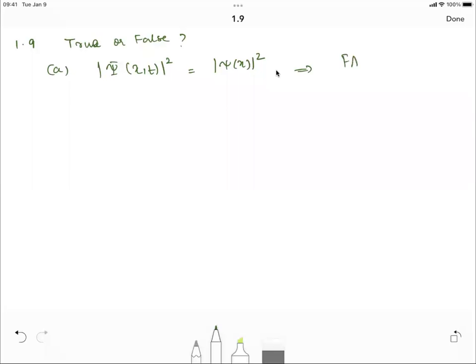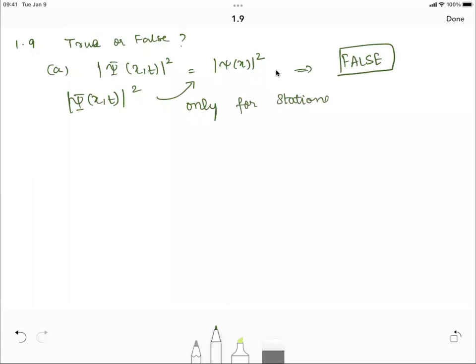This is very clearly false, because this value can only be equal to this for stationary states. If we don't have a stationary state, we can never write the probability density of a state function that depends both on x and the time as only the probability density of a function that is x dependent and totally independent of time. So we can never do that. This is true only for stationary states, and so it's not true for all quantum mechanical states. So the answer here is false.